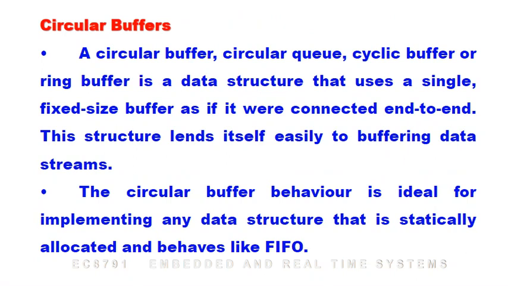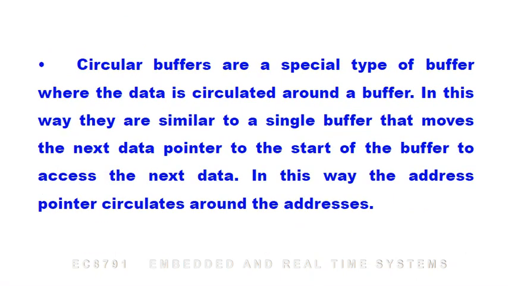Then circular buffer. A circular buffer, circular queue, cyclic buffer or ring buffer is a data structure that uses a single fixed-size buffer as if it were connected end to end. This structure lends itself easily to buffering data streams. The circular buffer behavior is ideal for implementing any data structure that is statically allocated and behaves like first in, first out. Circular buffers are a special type of buffer where the data is circulated around the buffer.